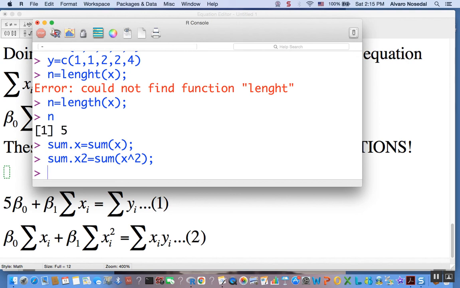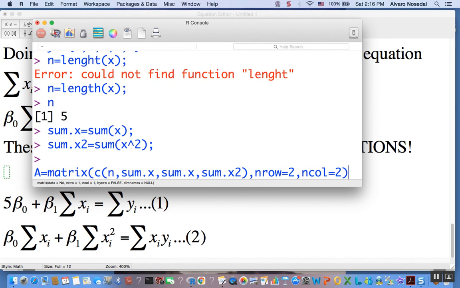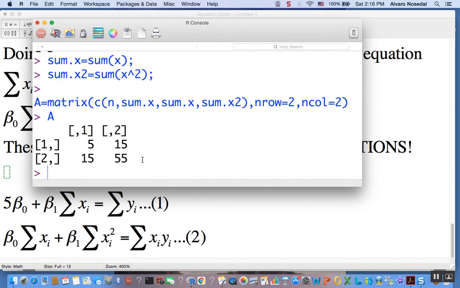Okay, so now let's define that matrix A that defines those coefficients that we have on the left-hand side of our system of linear equations. A equals a matrix. We use the C command, concatenate, and we need first N. We need the sum of the x's. Remember that R reads vectors by column, right? So we want N, sum of xi's, then sum of xi's, and then sum of xi's squared. We need the number of rows. We want two rows and we want two columns. Great, let's type A to make sure that we have what we want. 5 is this guy. Sum of xi's, yeah, that seems to make sense.